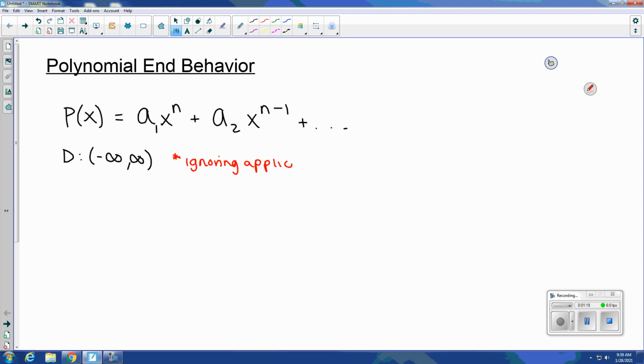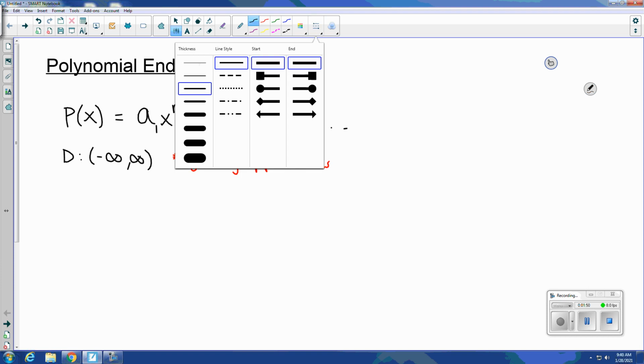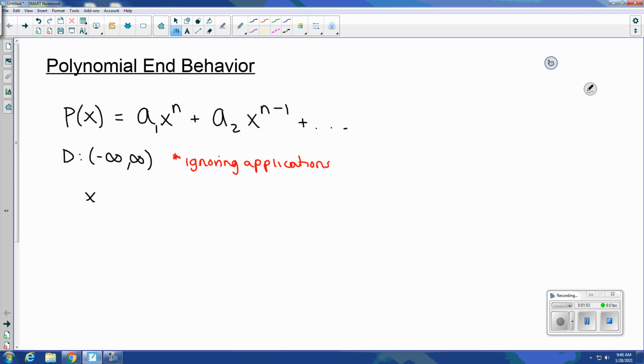Say you have a polynomial that represents the volume of a box, and the variable represents one of the side lengths of that box. Well, then we would ignore any negative input values. So in a more pure sense of the term of the polynomial, the domain is negative infinity to infinity. And that's going to become important because when we're looking at the behavior at the ends of the graph, what we're analyzing is what the function is doing as x approaches positive and negative infinity.